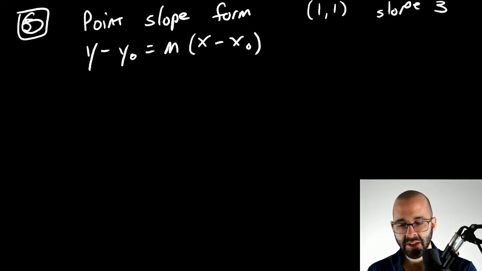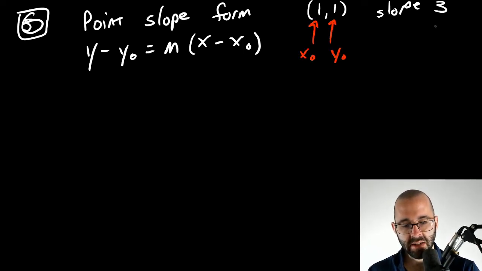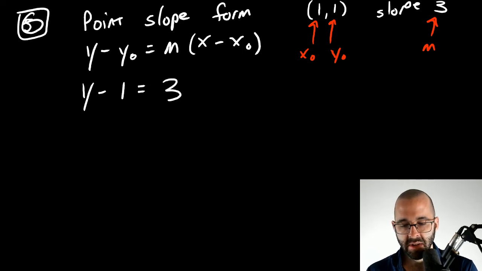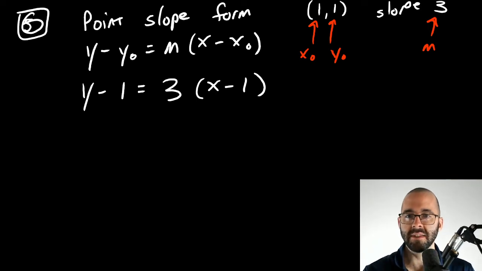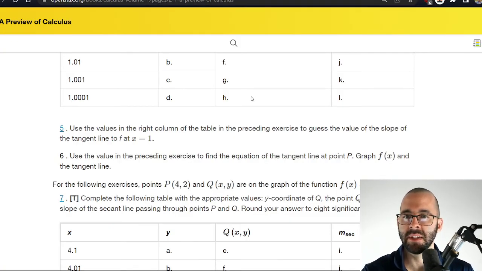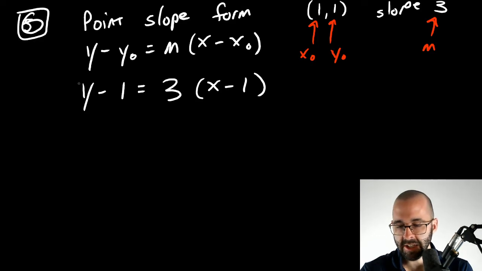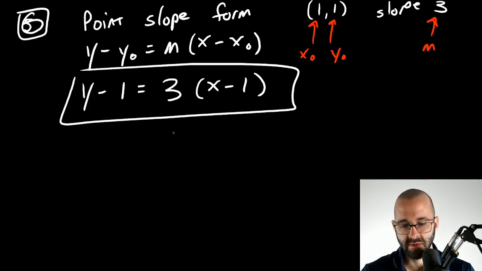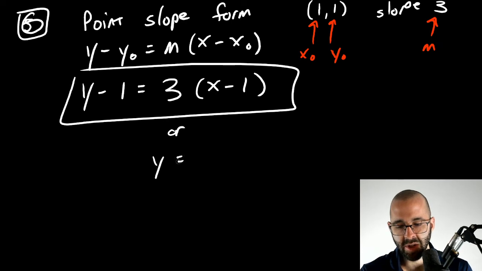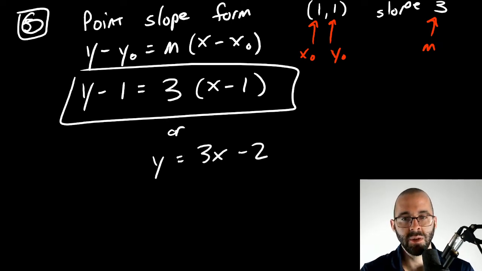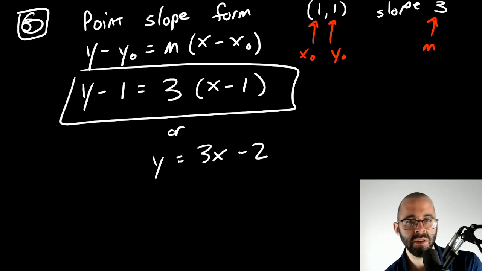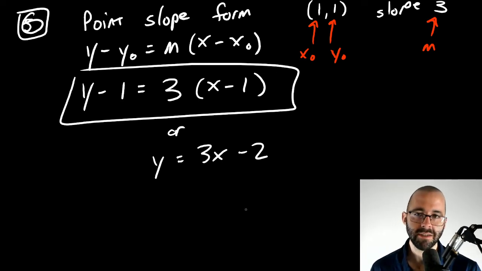So this is all we need to use this formula. This is our x naught. This is our y naught. And that's our slope. So it's y minus y naught equals m times x minus x naught. And it doesn't tell us what form it wants the line in, right? It just wants an equation of the tangent line. This form is fine. You could rewrite it if you wanted. You could distribute, add a 1, get 3x minus 2 if you wanted it in slope-intercept form, but you don't need it in slope-intercept form. This is perfectly fine.